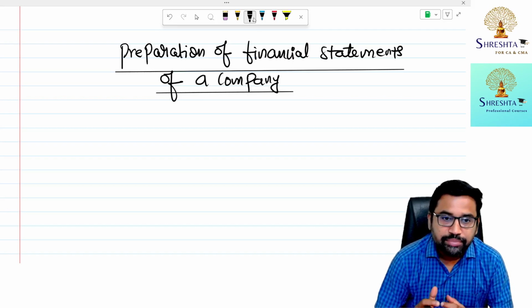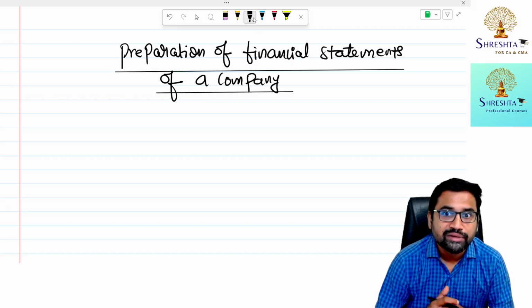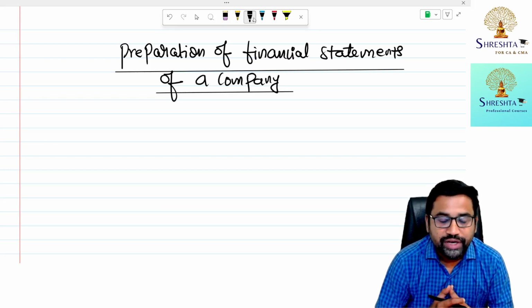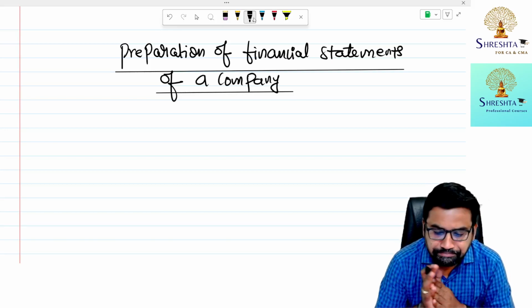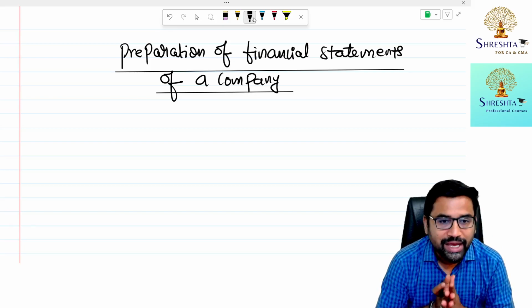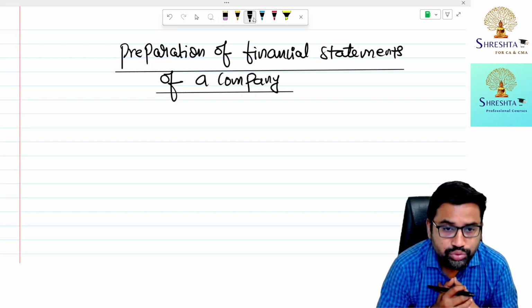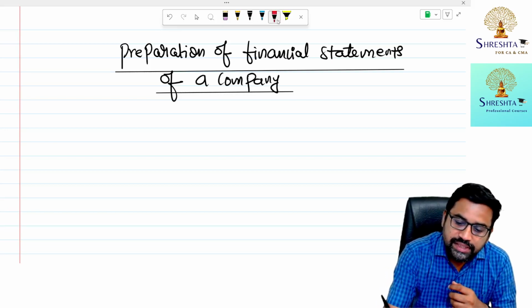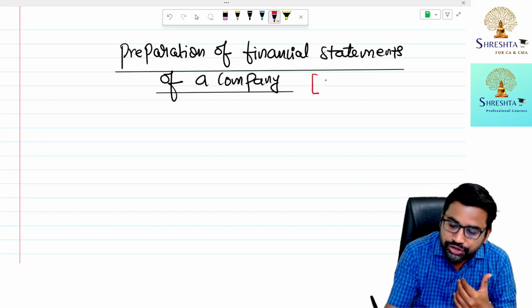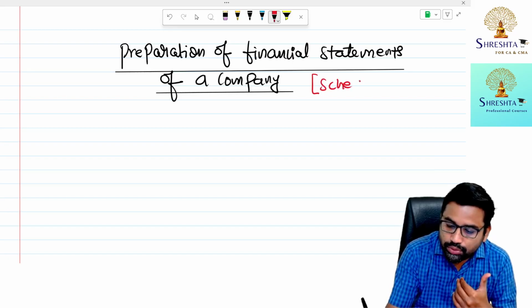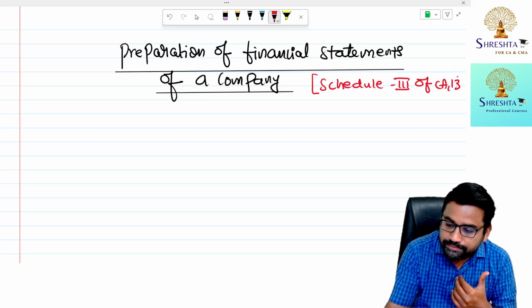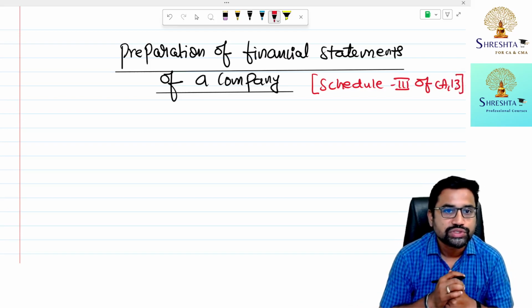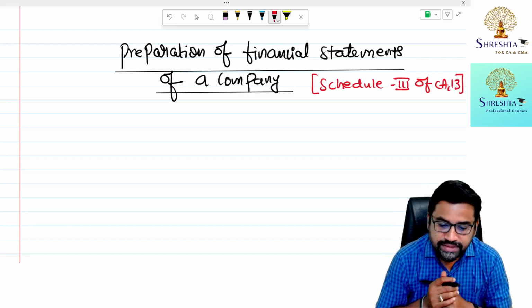This chapter is perhaps the most practical chapter, which helps you when you go for a job or when you go for an article, industrial training. Perhaps this is the only chapter which helps you a lot. And in this chapter basically what we have to learn is Schedule 3. So Schedule 3 of Companies Act 2013 we are going to cover in this chapter.